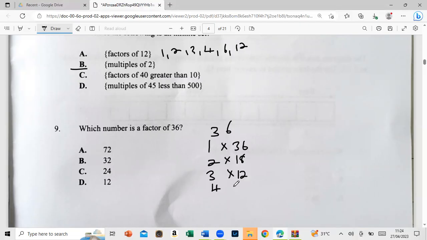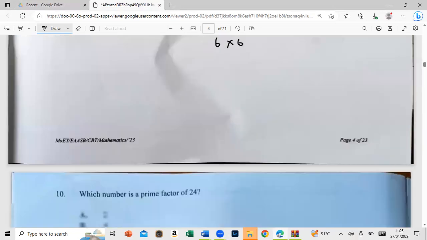4 times 9, and 6 times 6. So all we have to do is look for which one of these numbers are here. 72 is not here, 32 is not here, 24 is not there, so that means it's D, which is right here. So very easy question so far. Everyone is going to get 100 on this so far, it seems.